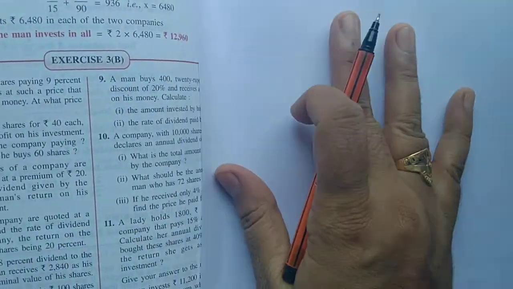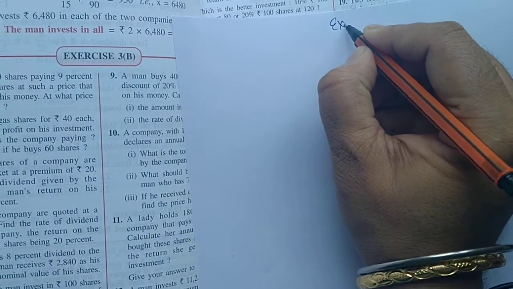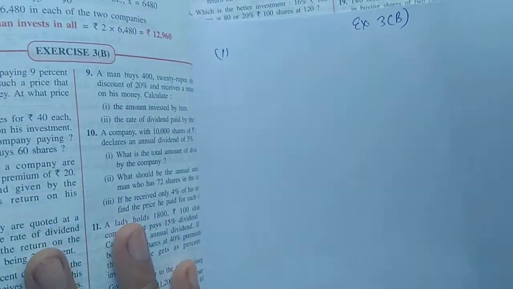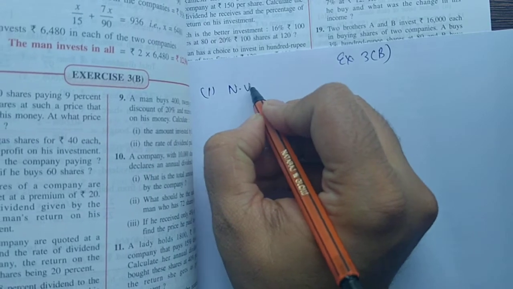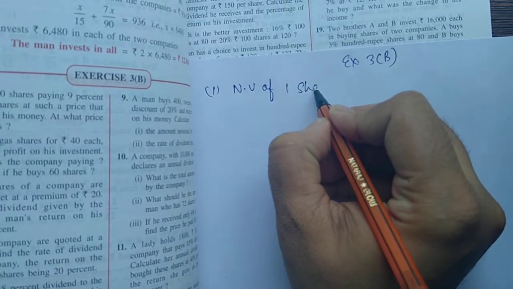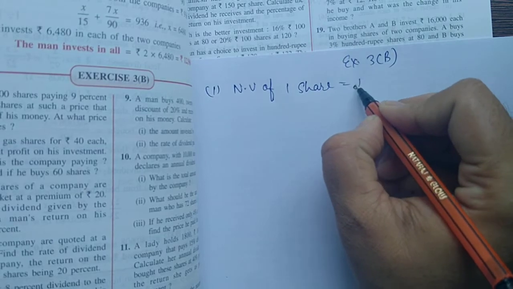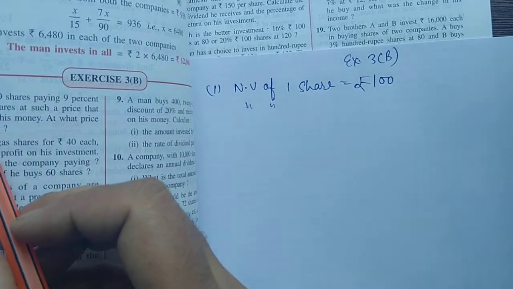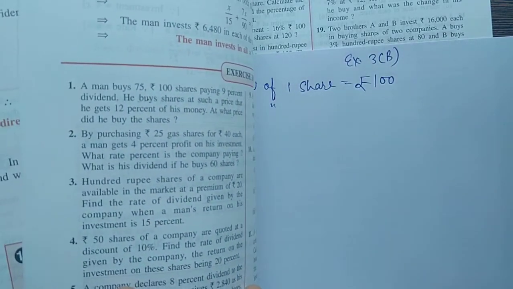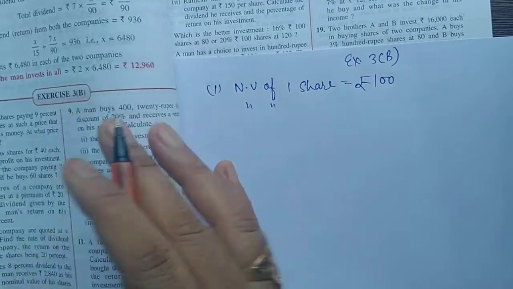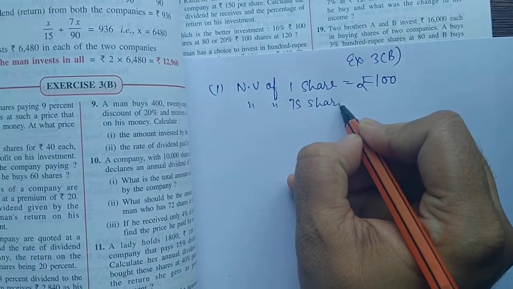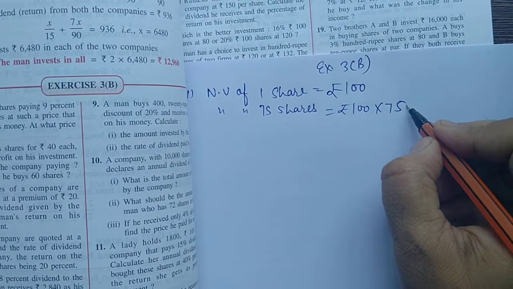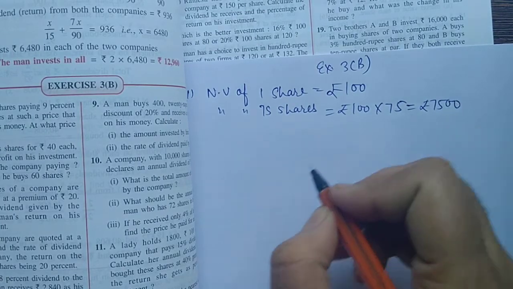So first question, exercise 3B. Nominal value of one share, that is given rupees 100. In the question 75 shares are given, so we will multiply rupees 100 by 75. It will give us 7500 rupees.